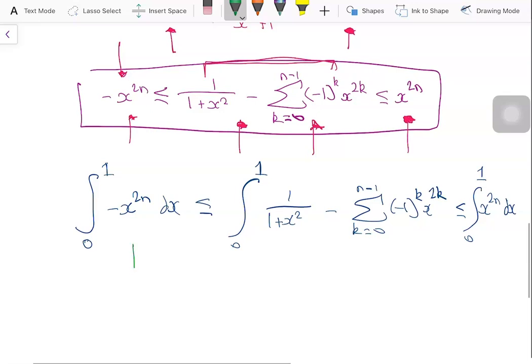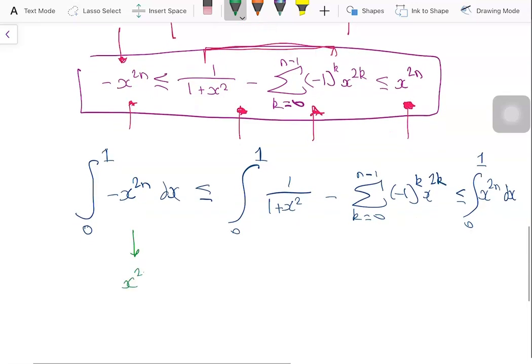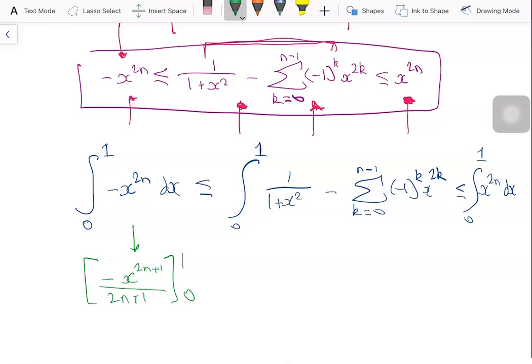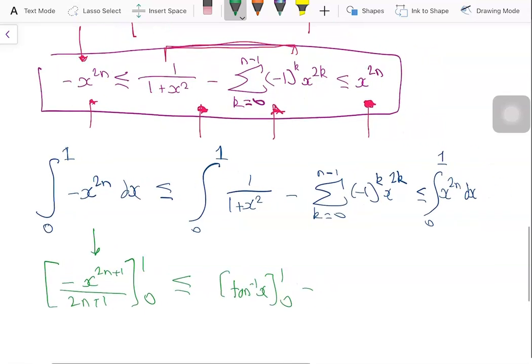Now, taking the antiderivatives of all the sides, we have x to 2n plus 1 negative over 2n plus 1 from 1 to 0 is at most. And now the integral of 1 over 1 plus x squared is tan inverse x from 1 to 0. And here we have to take the sum of multiple integrals, so we are minusing. We can integrate each term. We can take the antiderivative of each term here and find the sum of them.